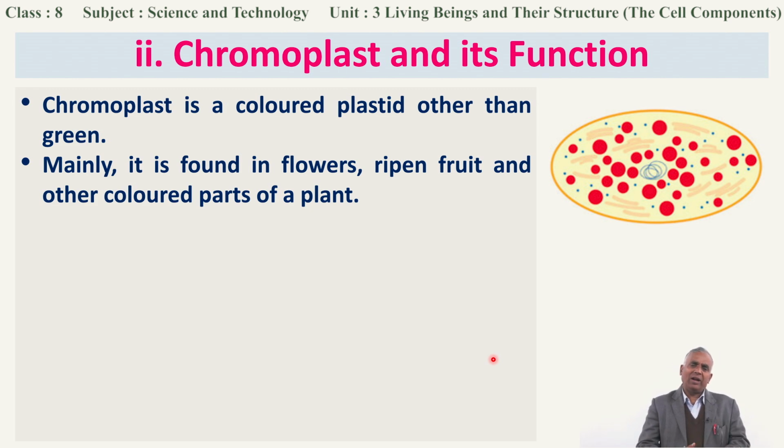Okay, what is the advantage of providing attractive colors to flowers? Attractive colors of fruits? What are the advantages to the plant? A plant has attractive flowers which support what? Pollination. Organisms are attracted by that flower and they do pollination. So that is one advantage of color in plants.